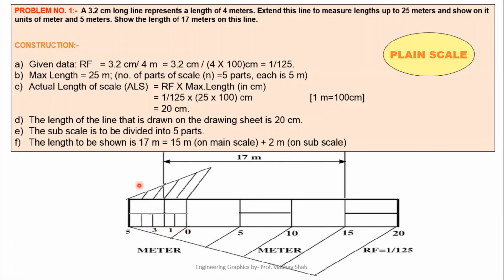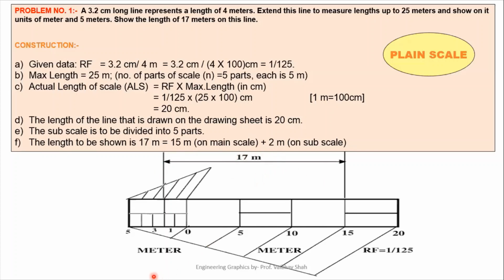Now after the construction of the scale, we have to show 17 meters on the scale. The length to be shown, 17 meters, is divided into two parts. 15 meters will be shown on the main scale and 2 meters will be shown on the sub scale. So now let us start. Let us show 15 meters. So 0, 5, 10 and 15 on the main scale. Let us draw one vertical line, and for 2 meters on the sub scale, we'll take 0, 1 and 2. So at the second division on the sub scale, we'll draw 2 meters up. So this will completely show 17 meters.